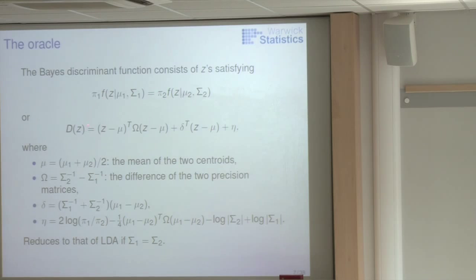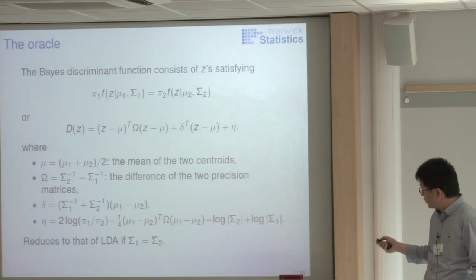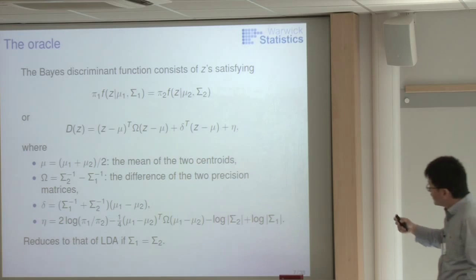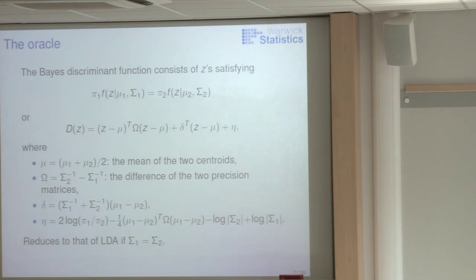Now it turns out that the discriminant function can be denoted in this form. This mu is the mean of the two centroids, the average of mu1 and mu2. And this omega is the difference of the two precision matrices. So this is another parameter. And we can also look at this delta parameter, which is here, as well as another parameter, which is a scalar written in this form. And by the way, this classification rule reduces to that of the LDA if the two covariance matrices are the same. So this is a very simple setup, and we have a discriminant function of this form.